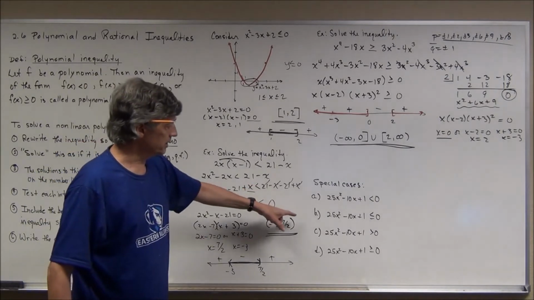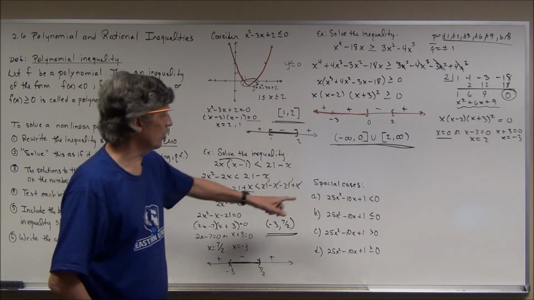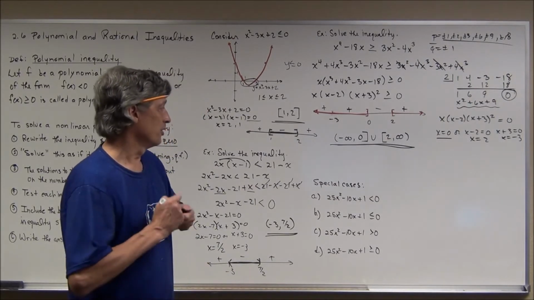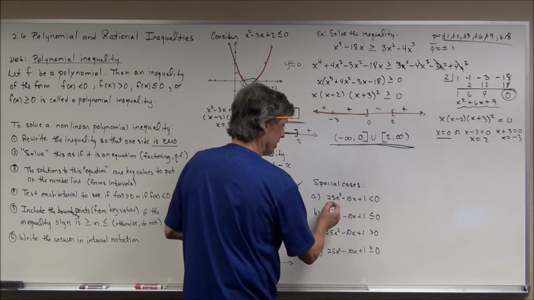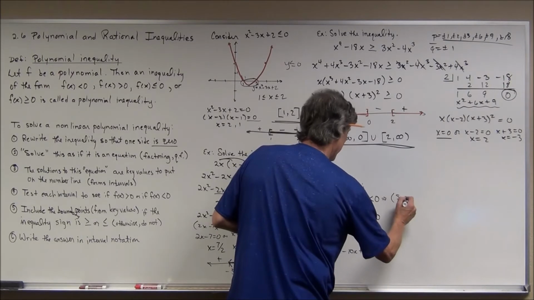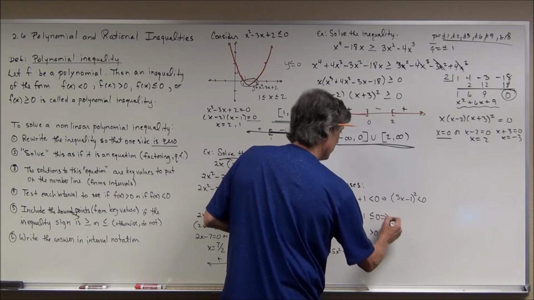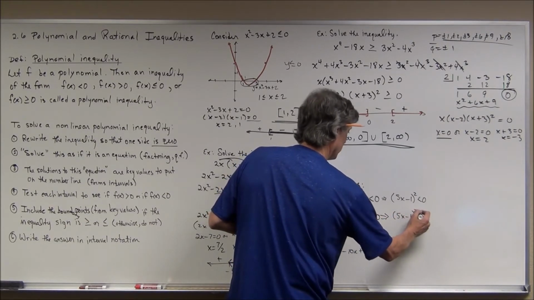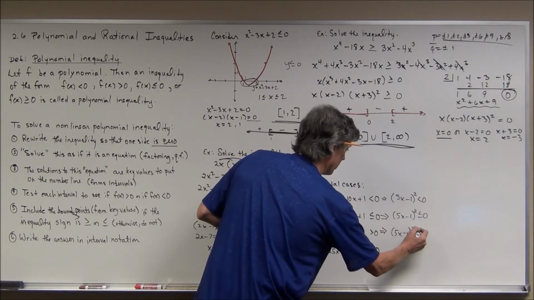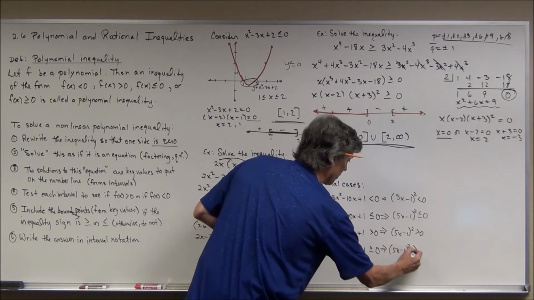All right, this very last example here is talking about special cases. And you'll notice I have the same exact quadratic polynomial here on the left, and then different inequality signs and 0 on the right. The reason I did that is because this guy right here is a perfect square trinomial. This is 5x minus 1 quantity squared less than 0. This is 5x minus 1 quantity squared is less than or equal to 0. This is quantity 5x minus 1 quantity squared is greater than 0. And then this one is 5x minus 1 quantity squared greater than or equal to 0.